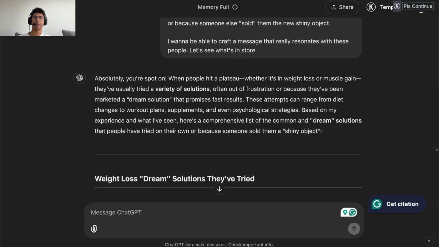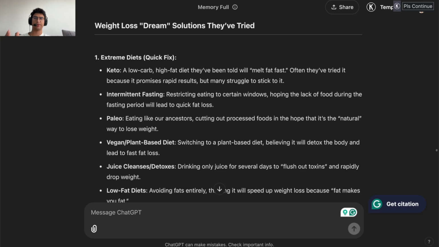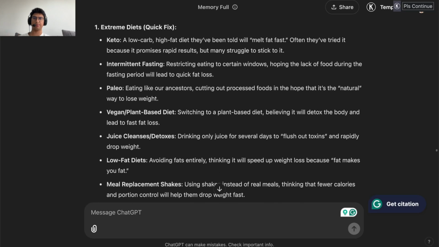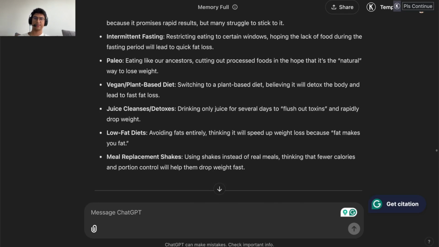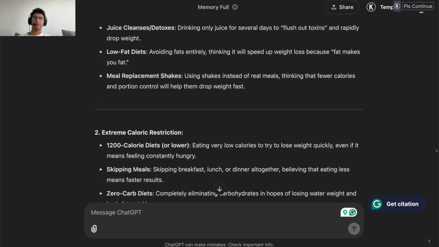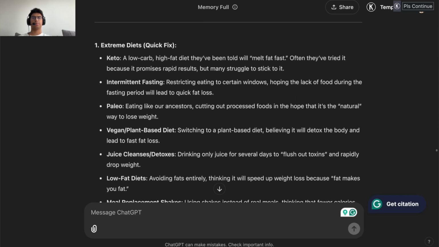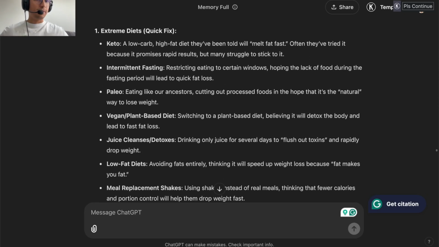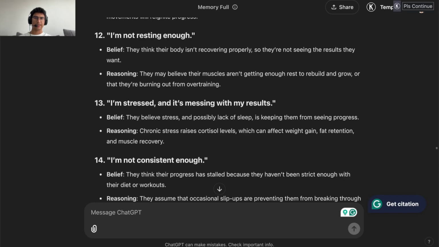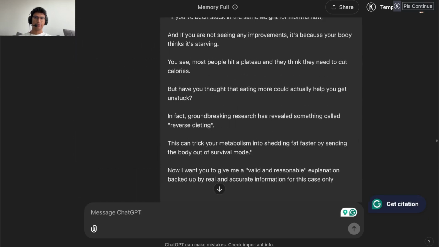Let's see what's in store. And it says right here, okay, so to lose weight, people have tried keto, intermittent fasting, paleo, vegan, plant-based diet, juice cleanses, detoxes, low-fat diets, meal replacement shakes, or extreme calorie restriction diets. So you can use this part, as I was saying before, like let's connect this part right here.